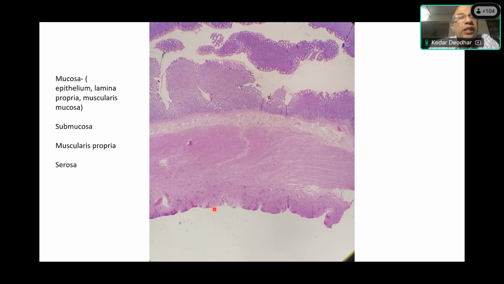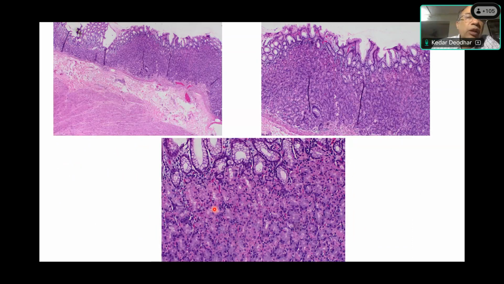So this is an example of gastric histology. We are looking at the mucosa here. We're looking at the muscularis mucosa here, submucosa, and the muscle coat, muscularis propria. These are the gastric glands. Gastric glands are seen generally in the body part of the stomach, not so much in the cardia or the distal antrum of the stomach.